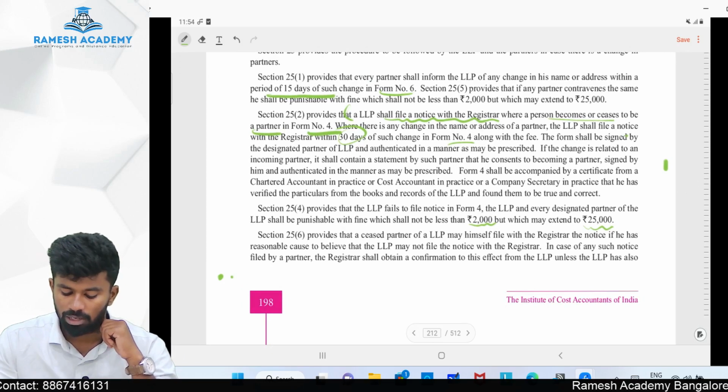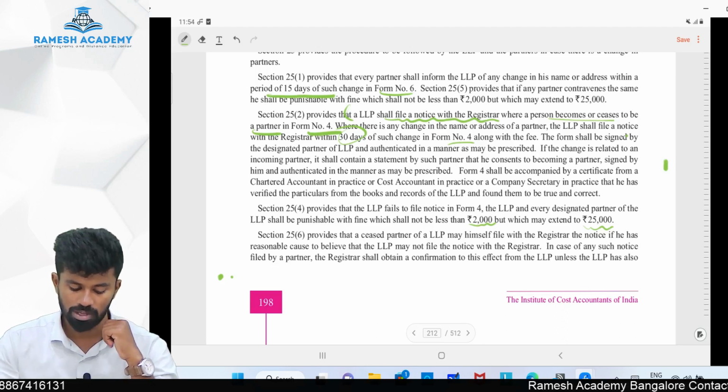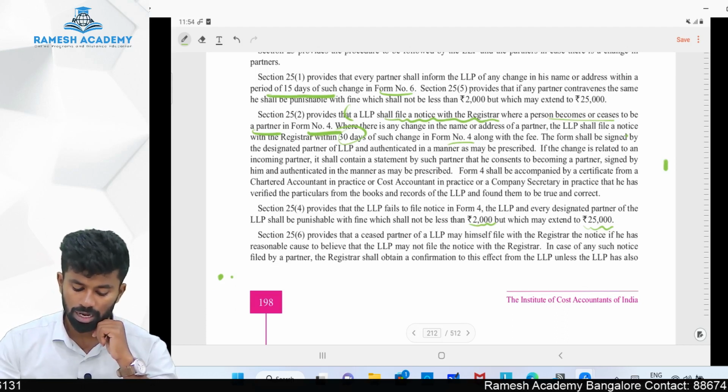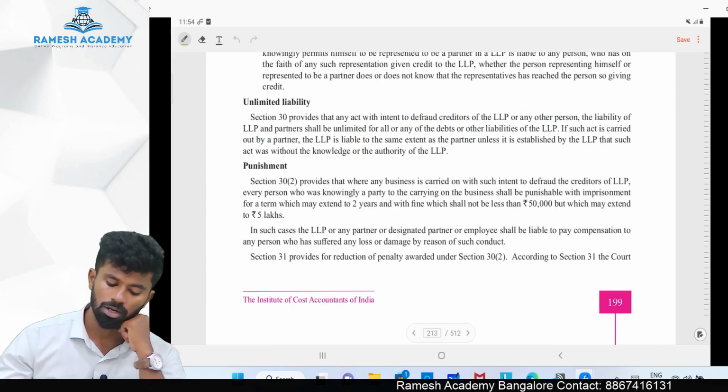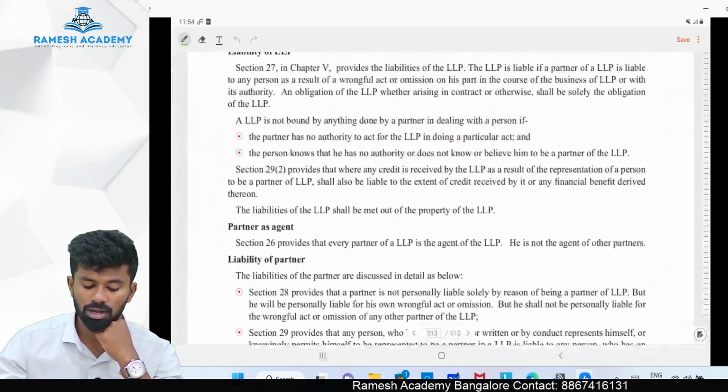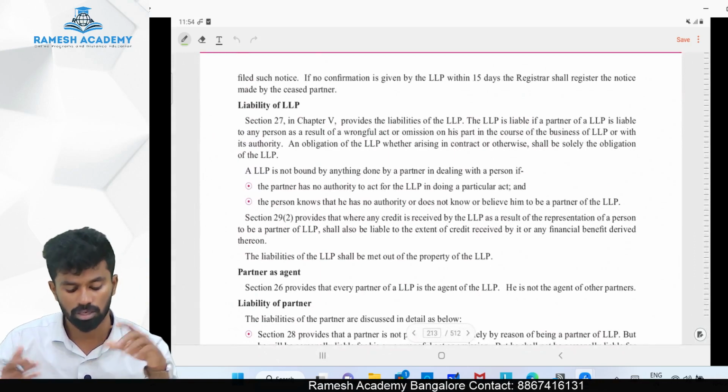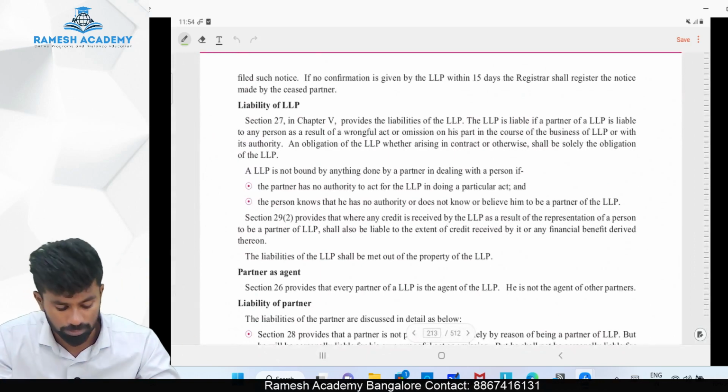The partner may file a notice with the registrar if he has reason to believe that the LLP will not file a notice with the registrar. If the partner has reason to believe that the LLP will not file it, who can file it? The partner himself can file it.